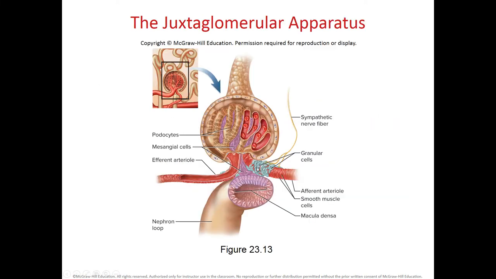So here is the location of the juxtaglomerular apparatus or complex. So here you have the nephron loop. And then within the nephron loop, we have these macula densa cells that together with these juxtaglomerular cells will form the juxtaglomerular apparatus. So whenever there is a drop in the blood pressure, these cells of the juxtaglomerular complex will secrete renin. And renin will help to increase the blood pressure. How do these cells detect the changes in blood pressure? Well, because we have these nerves that help to detect the diameter of the blood vessels.